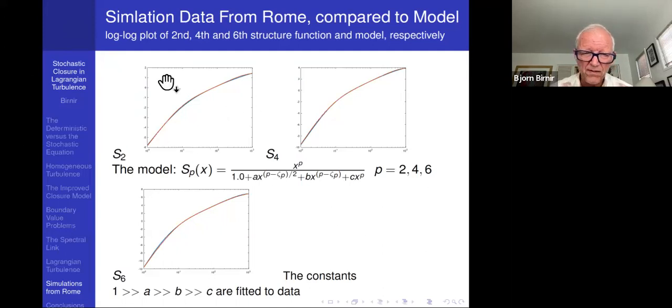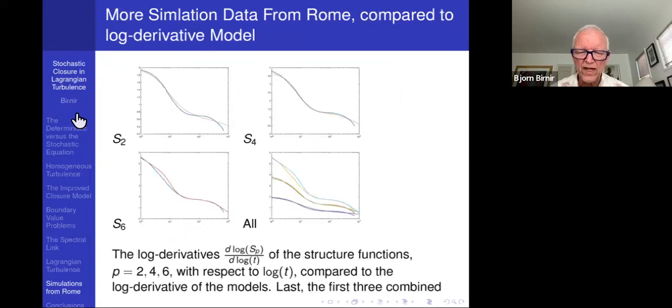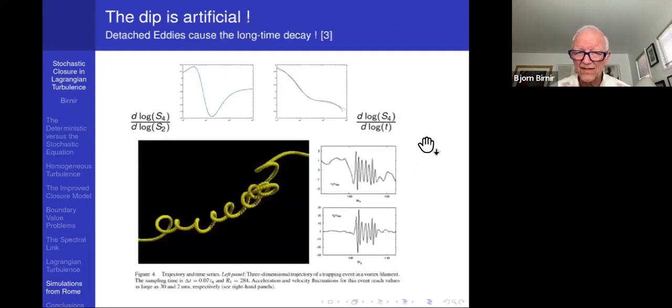And as you can see, that seems to give a pretty good result, but we really have to test these derivatives. And here I'm testing the derivative of the log of S_p, but with respect to log of t, not log of S_2. And I'll tell you why in a second. And what you can see is that you get a nice transition from Eulerian scaling over to Lagrangian scaling, and this happens for all the structure functions. So there is no dip. And in fact, if you compare the fourth structure function differentiated with the second structure function and just differentiated with t, you see that the dip is simply caused by the second structure function.